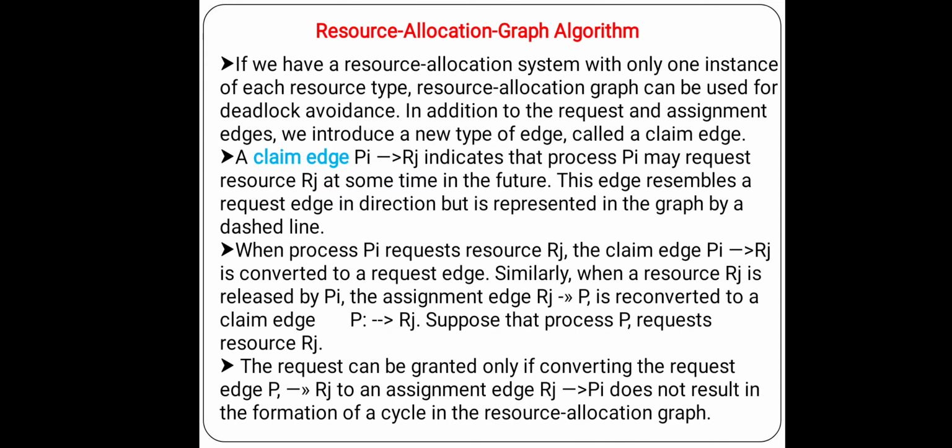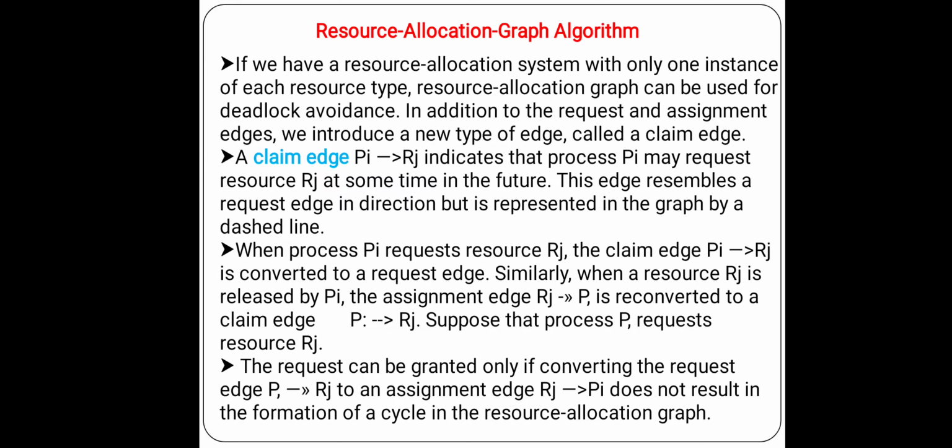This edge resembles a request edge in direction, but is represented in the graph by dashed or dotted lines. Here also we use a forward arrow. It is just like a request edge, but a request edge is represented with a thick line, whereas a claim edge is represented with dotted lines. That is the difference between a request edge and a claim edge, right?